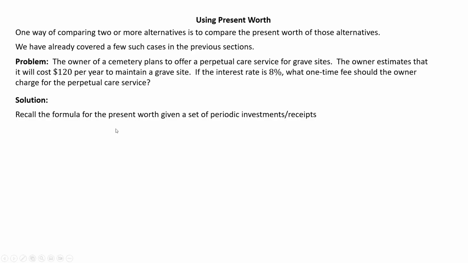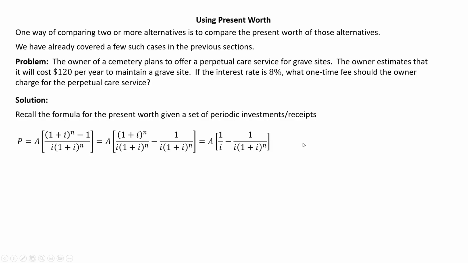Recall that the formula for the present worth, given a set of periodic investments or receipts, is P equals A times our good old formula: (1 plus i) to the n minus 1, over i times (1 plus i) to the n. So that's the one. So what P should he charge?